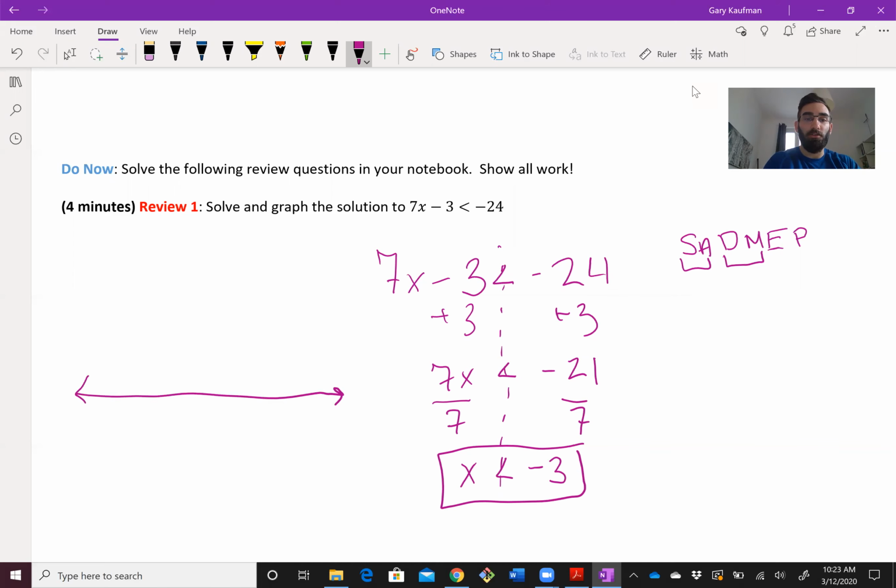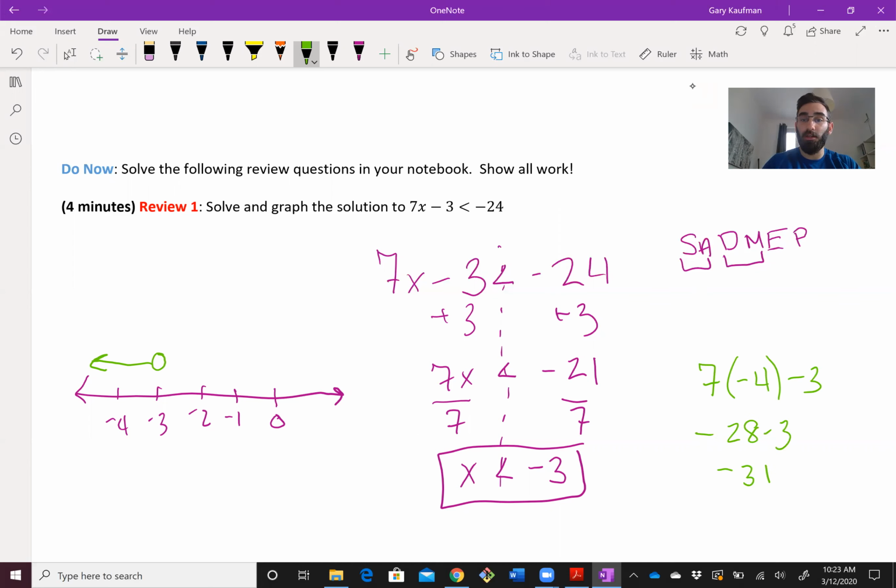As a reminder, you must put 0 somewhere. There's negative 1, negative 2, negative 3, negative 4. Now, because I'm less than, not less than or equal, I'm using an open circle. I think to myself, okay, less than is something to the left. And real quick, I'm just going to check it in the original. I'm going to pick the value negative 4. This is supposedly in my solution. So let's go to the original. 7 times negative 4 minus 3. That's negative 28 minus 3, which is negative 31, which is in fact less than negative 24. So my graph is correct.